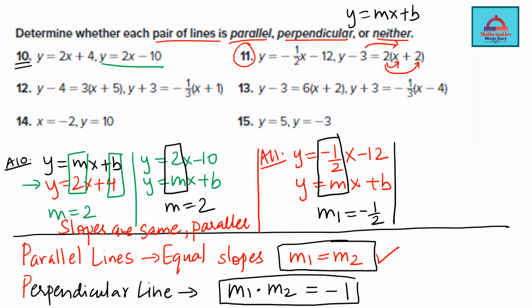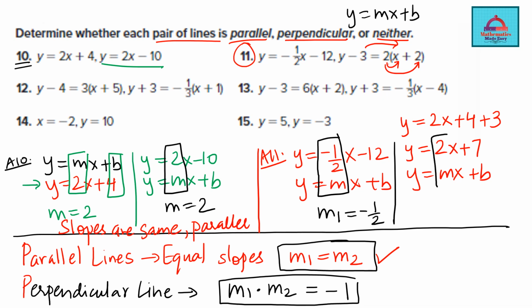So multiply by distributing. So this equation becomes y equal to 2x, 2 multiplied with x, 2 multiplied with 2 is 4, and this 3 goes on the other side, becomes plus 3. So what is the final equation in slope intercept form? It is this. Now can I compare it with the slope intercept form? Yes, we can do that. So what is the slope? m2 is 2.